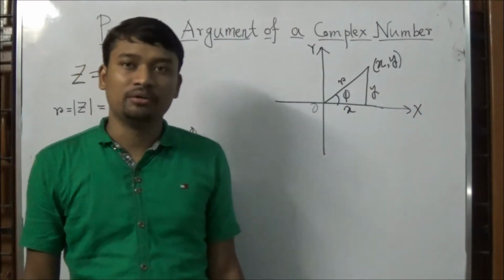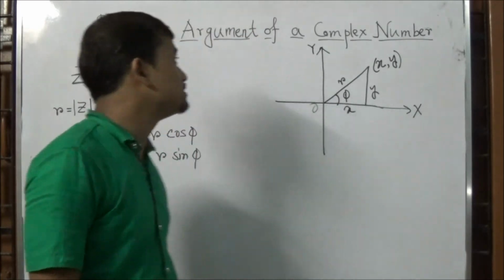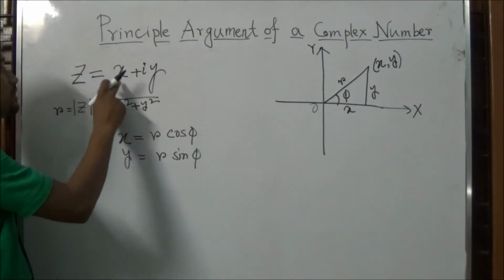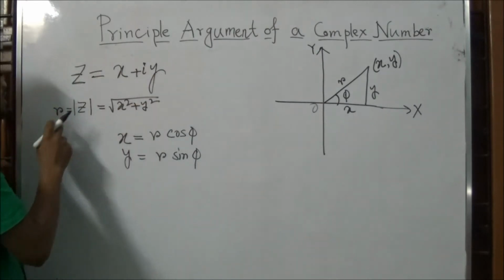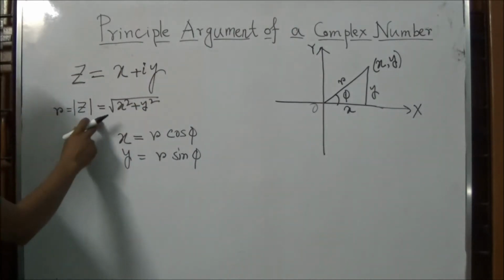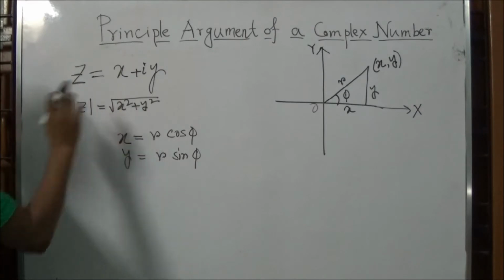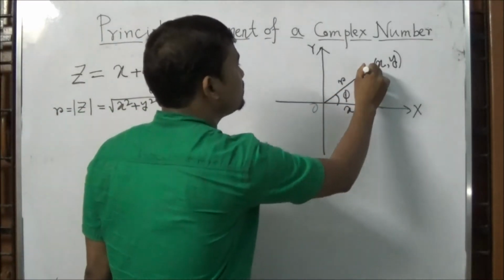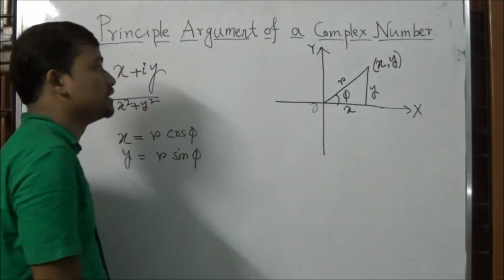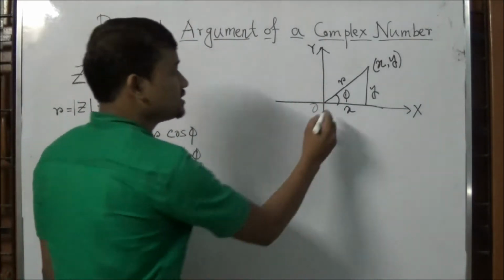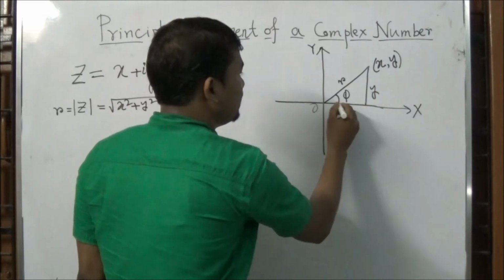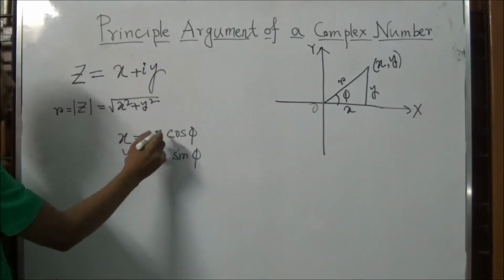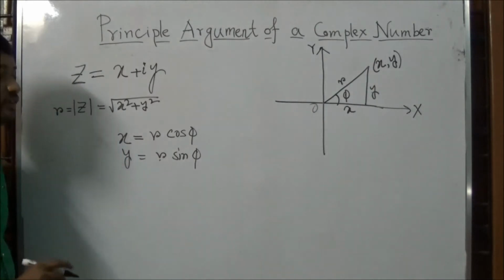In this lesson, I will discuss how to find the principal argument of a complex number. Let z equal x plus iota y be a complex number. r equal to modulus of z equal root over x square plus y square. Let this point represent the complex number z equal x plus iota y. So this distance is x and this is y. Let this angle be phi. Clearly, x equal r cos phi and y equal r sin phi.